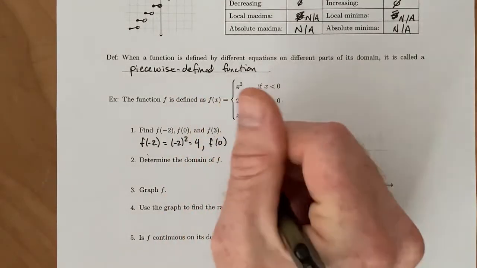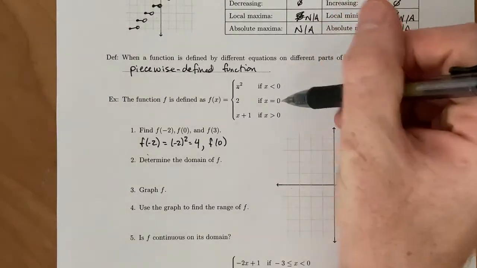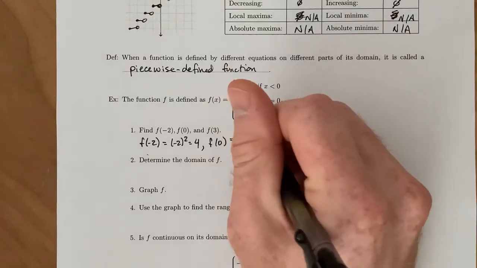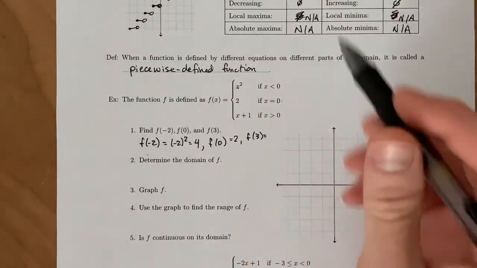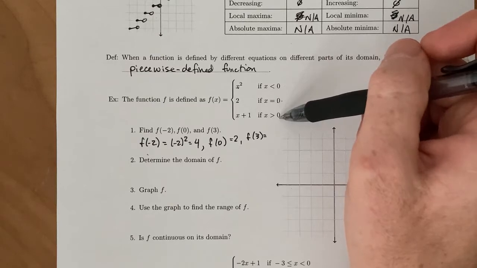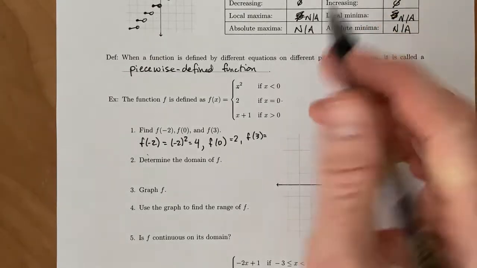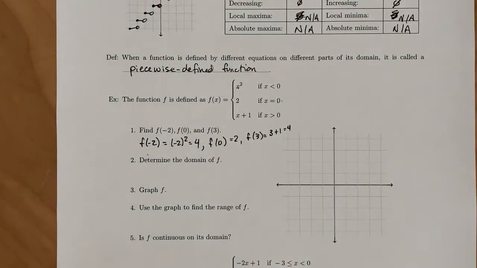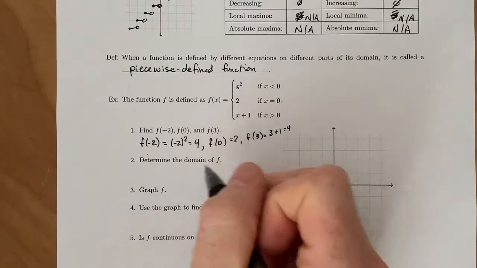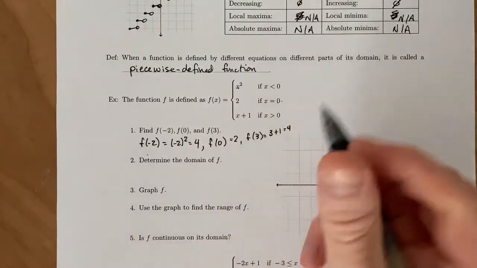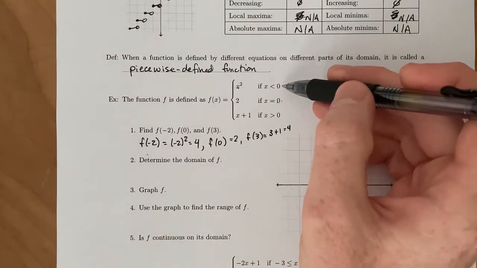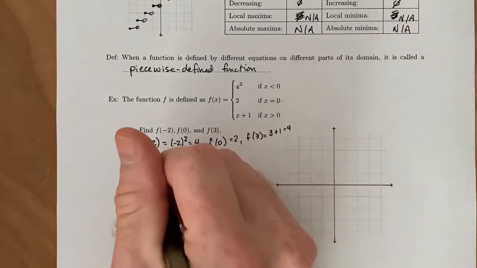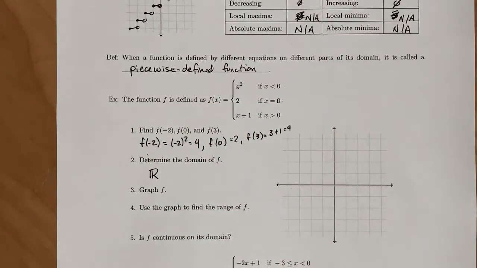f of 0, 0 is 0. And so our function is equal to 2. And then f of 3, 3 is larger than 0, which means our function tells us to do x plus 1, which gives us 4. Next, we need to determine the domain of the function f. And so we have all negative numbers covered, we have 0 covered, and we have all positive numbers covered, which means our domain is all real numbers.